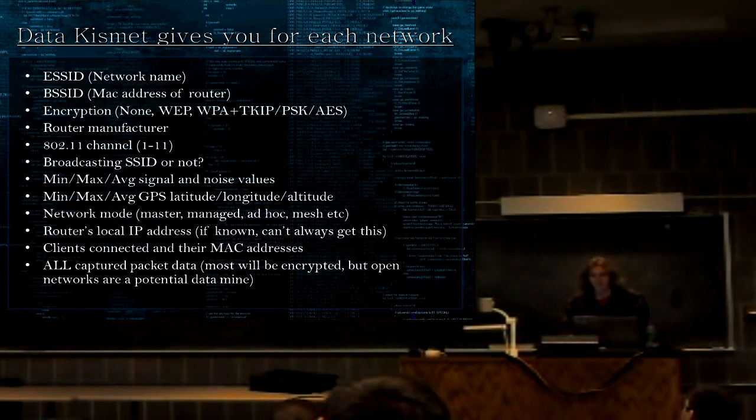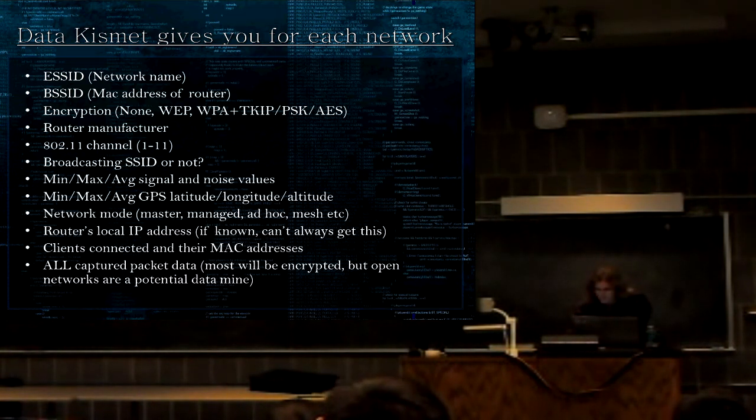So Kismet gives you a lot of data you can work with. Specifically, for every network it detects, you'll get the ESSID or network name, and the BSSID, which is the MAC address of the router. That's how all the software determines which access points are actually unique, because a lot have the same names. You also get the encryption algorithm, the router's manufacturer, the channel it's running on, whether it's broadcasting its SSID or not, min, max, and average signal and noise values, min, max, and average latitude, longitude, and altitude coordinates, and also the number of clients connected to the router and their MAC addresses. Sometimes you'll be able to get the default gateway IP address of the router, although Kismet can't always figure this out. I think it requires an open network and a client on that network.